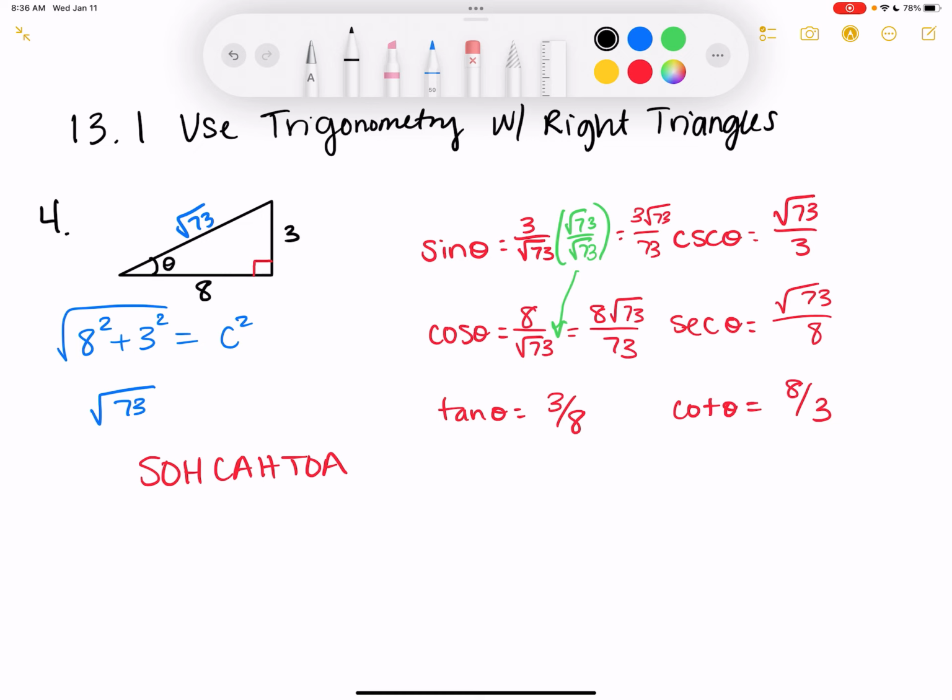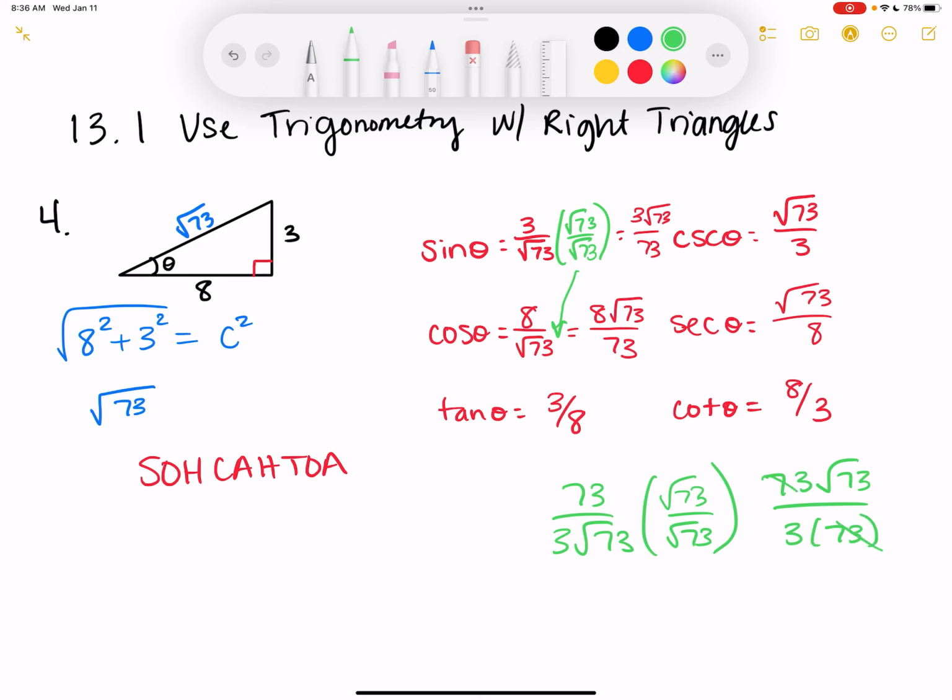And part of the other reason that I always write them like this, because honestly, I've just done it for so long, I don't even need to write this first step, but I pretty much always will, because when I go to flip them, then I don't have to sit there. Because if I did that, then I would have 73 over 3 square root of 73. Well, I can't have that, so now I have to multiply by the square root of 73 over the square root of 73. So that's 73 square root of 73 over 3 times 73, and then cancel. You know what I mean? It just gets really long, so that's why I don't do that.